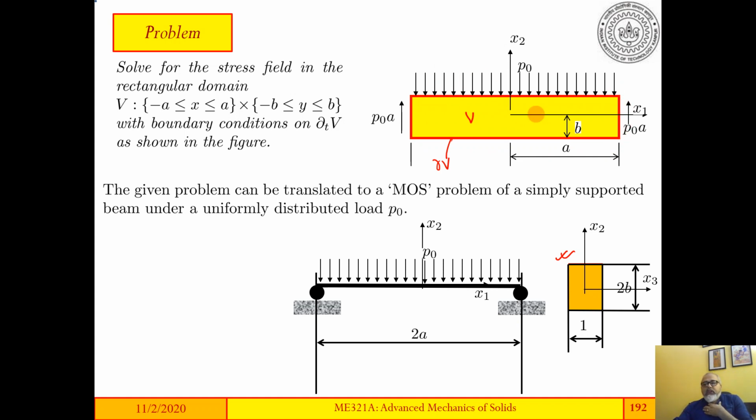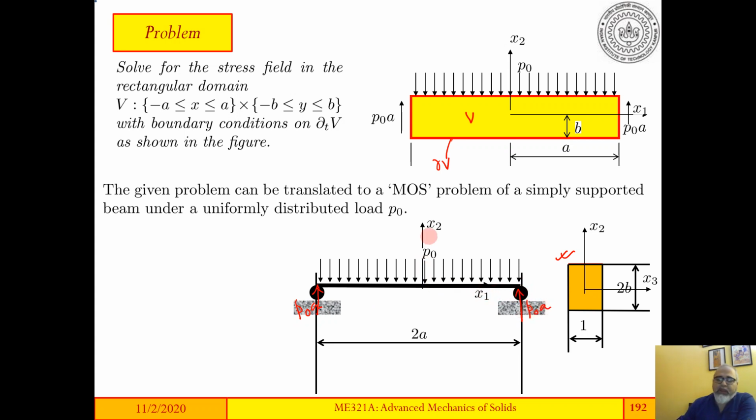Now, we have a simplified MOS solution to this problem, and it goes like this. So this is a simply supported beam with a distributed load of P naught. So what you do is you draw the shear force and bending moment diagram of this. To do that, you figure out that the reaction forces here are P naught A and P naught A.